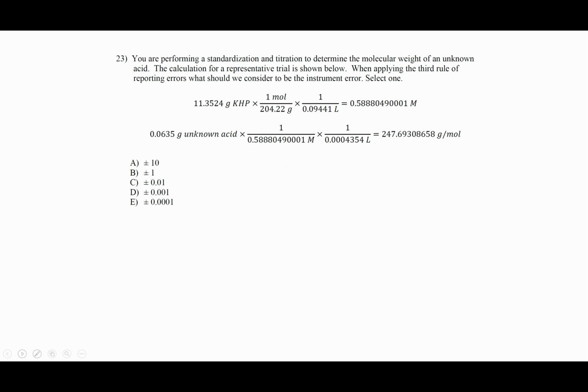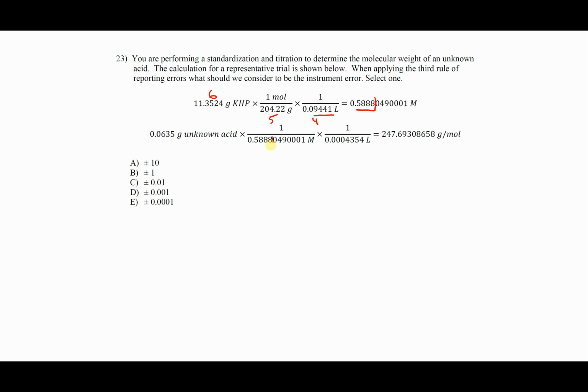23. You're performing a standardization and titration to determine the molecular weight of an unknown acid. The calculation for a representative trial is shown below. When applying the third rule of reporting errors, what should we consider to be the instrument error? Select one. Well, let's do the math. Luckily, it's all multiplication, so we just have to track the number of sig figs. Here we have 6 sig figs, here we have 5 sig figs, here we have 4 sig figs, which means this only can have 4 sig figs.